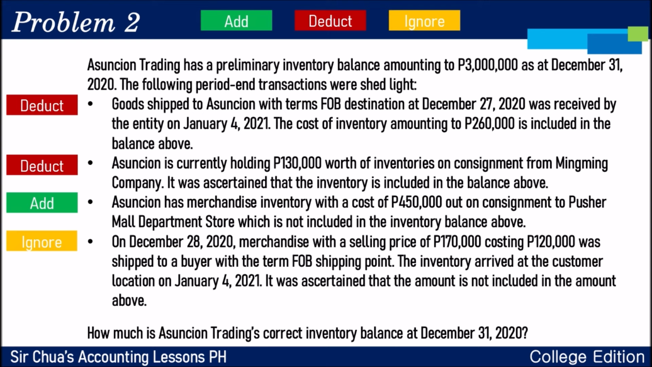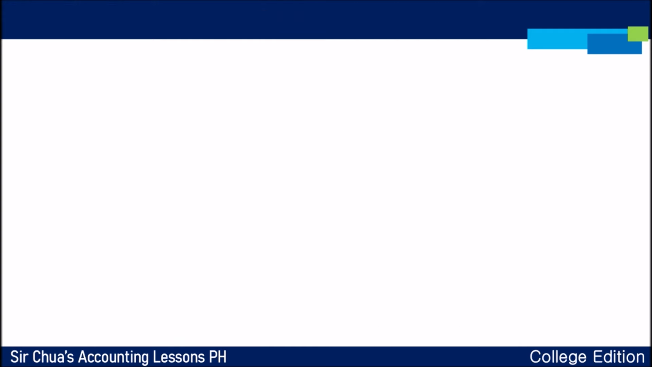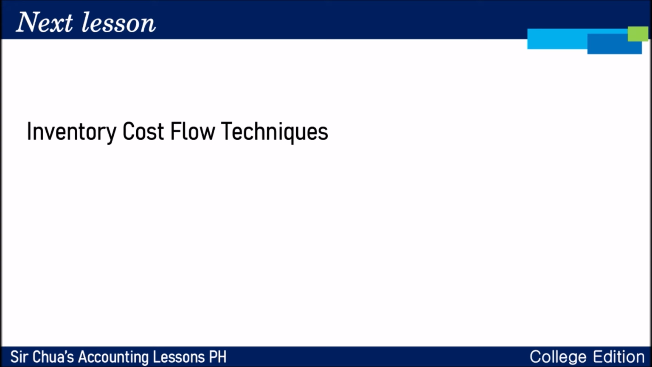Okay, so from 3 million, i-deduct natin si 260,000, i-deduct din natin si 130,000, i-add natin si 450,000, then we ignore the cost of yung nasa FOB shipping point na. Okay, so the correct inventory balance of Asuncion Trading na ire-report po nila sa balance sheet ng December 31 is 3,060,000.